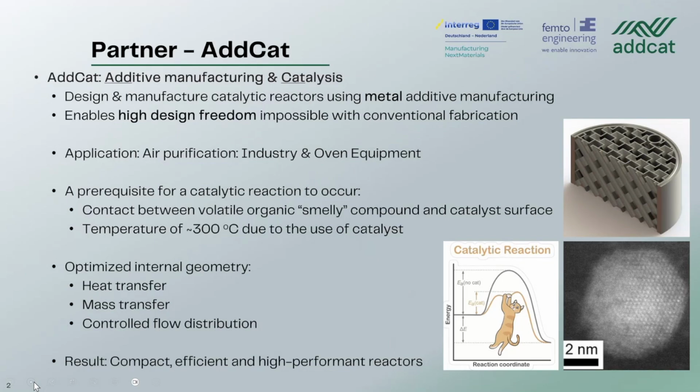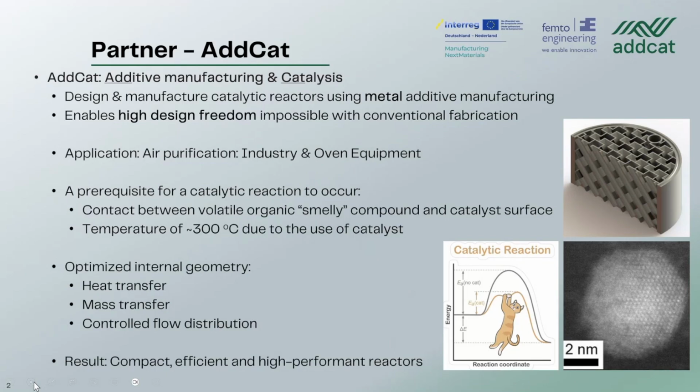A prerequisite for a catalytic reaction to occur is the contact of a catalyst surface with the volatile organic compounds, or the smelly compounds. The other one is that you need the correct temperature. On the right-hand side, on the bottom, you see a catalyst particle that is integrated on the complex reactor structure just above it. The graphical image displays that with the use of a catalyst, the temperature of a reaction goes down. With this optimized internal geometry, we try to optimize the heat and mass transfer.